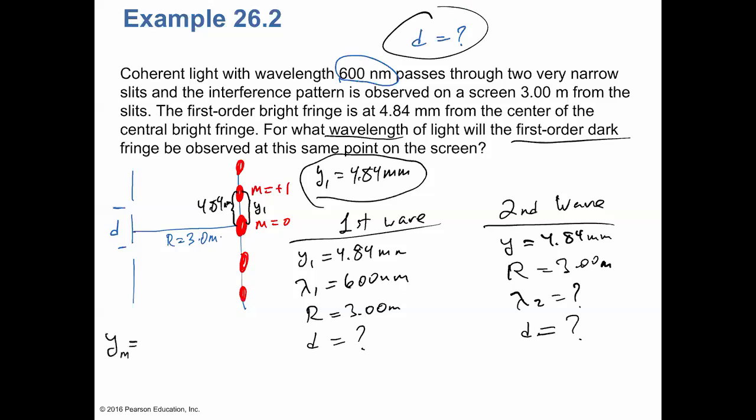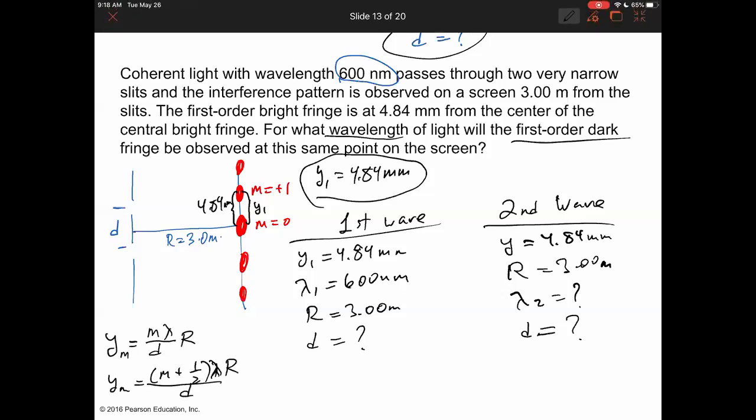ym equals m times lambda over d times r for the constructive, and m plus 1/2 times lambda times r divided by d for the destructive. That means I should be able to relate them with those two equations, and you can see both of those equations technically require d. But using this information from the first wave, I can actually get that.